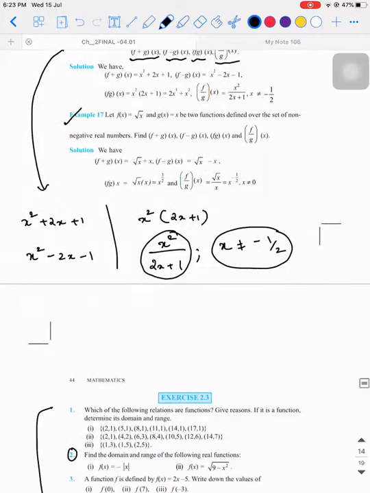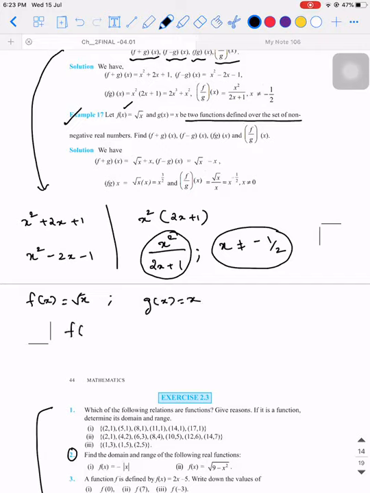Similarly, what about example 17? F of x is equal to root x and g of x is equal to x, be two functions defined over the set of non-negative real numbers. Non-negative real numbers means they are trying to say that the set contains all real positive numbers, right? So f of x is root x and g of x is x.